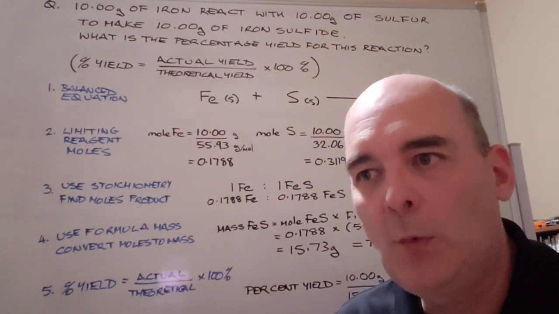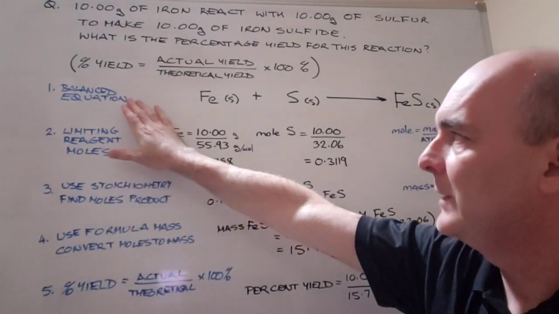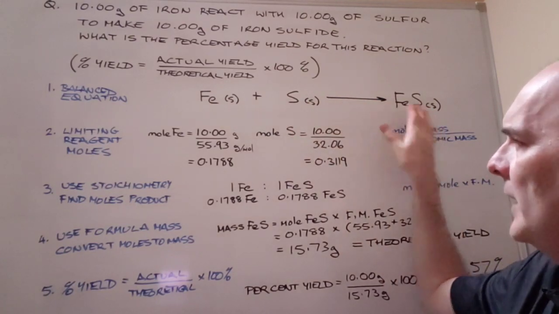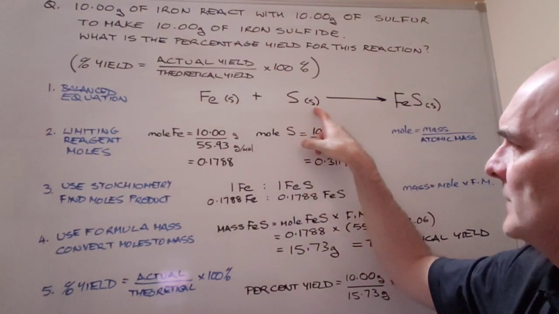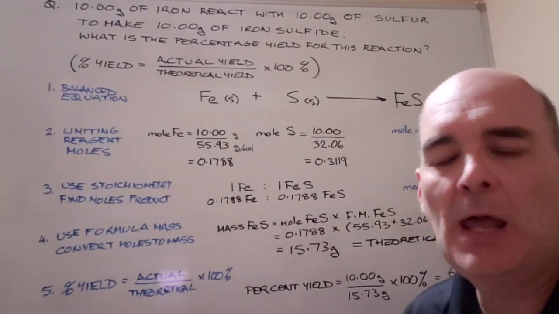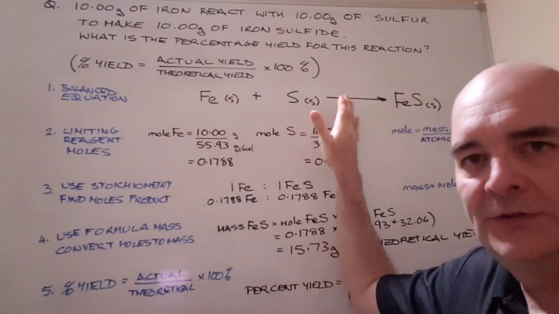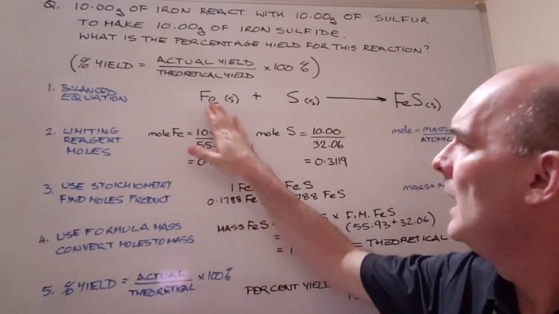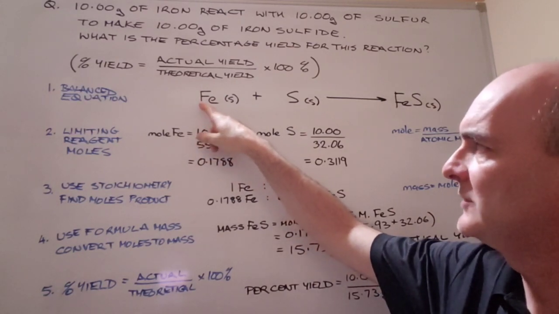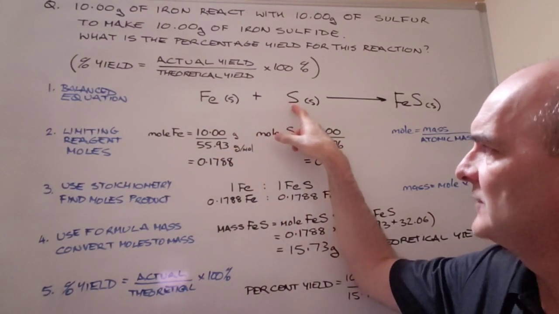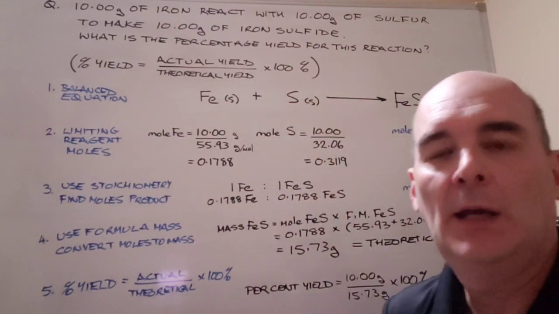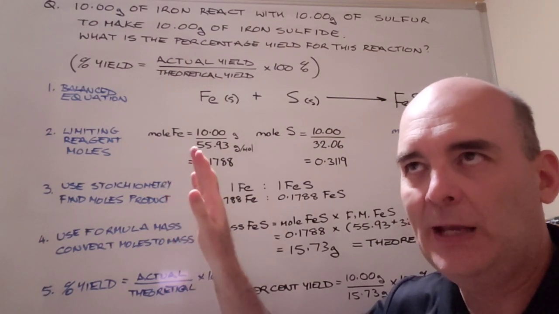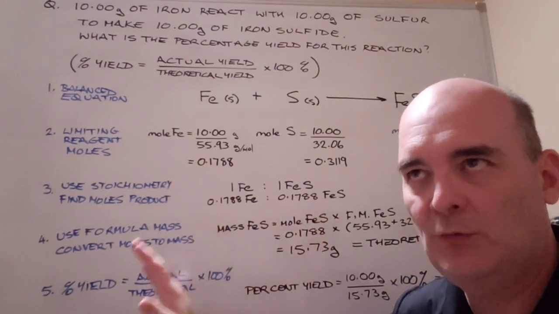So we go about this the same way as we've done before. First, we need a balanced equation. The balanced equation is iron plus sulfur makes iron sulfide. These little lowercase s's in parentheses tell us iron is a solid, sulfur is a solid, iron sulfide is a solid. They're called state symbols. And our stoichiometry is revealed to us that 1 iron plus 1 sulfur combine to make 1 iron sulfide. So I have a 1-to-1 relationship between the reactants and a 1-to-1 relationship between the reactant and product.